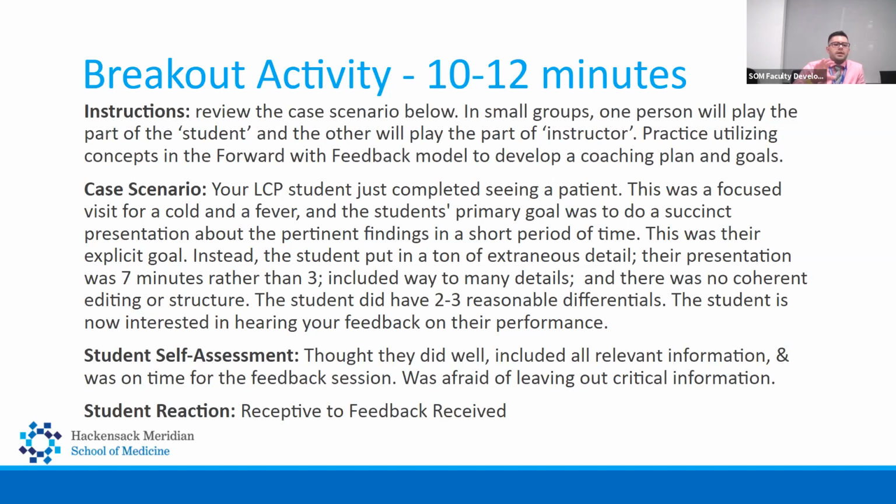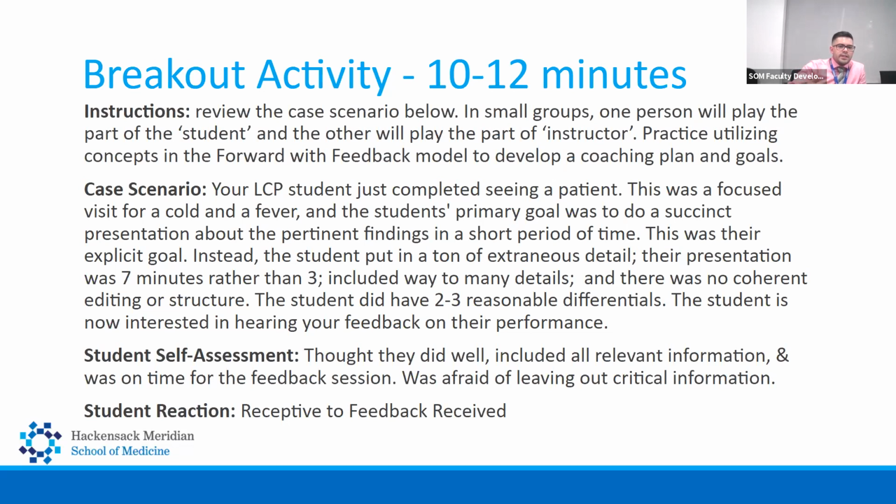So again, you just had this encounter with the student, and this is how they present it to you. They gave you 7 minutes. It was not very coherent. It wasn't very structured. It was detailed, but there were too many details. And they did have 2 to 3 reasonable differentials, though, which was good. First step, right? We knew the goal is to go in and try to do a succinct presentation.